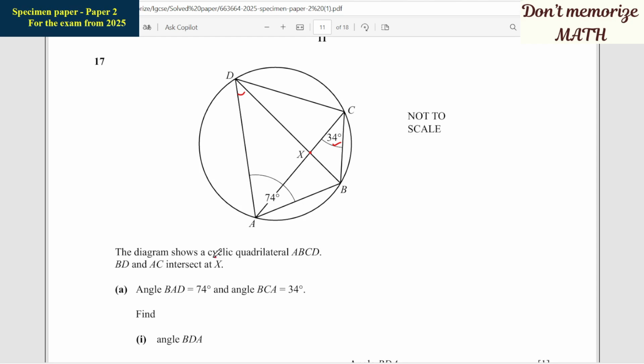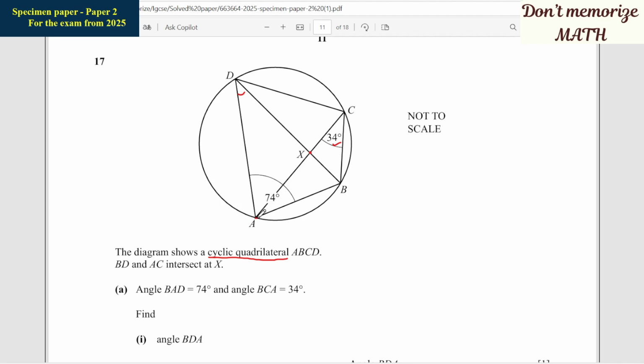Before that, I hope you know the meaning of cyclic quadrilateral. Cyclic quadrilateral means four-sided closed figure, where all the vertices of the quadrilateral must be on the circle. You can see this vertex, this vertex, this vertex, all the four vertices are on the circle. So this one is a cyclic quadrilateral. Here they have given ABCD is a cyclic quadrilateral. Then we need to find BDA.